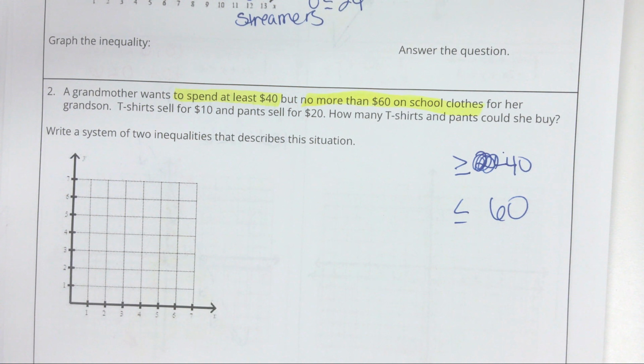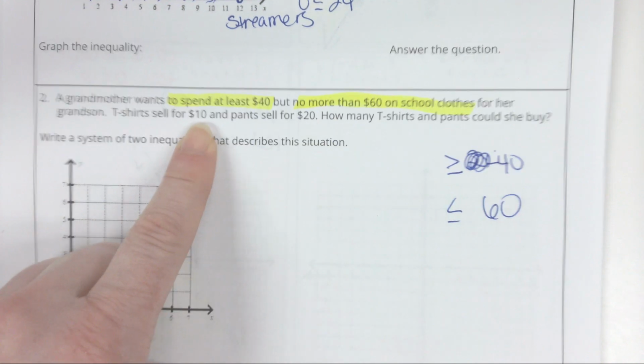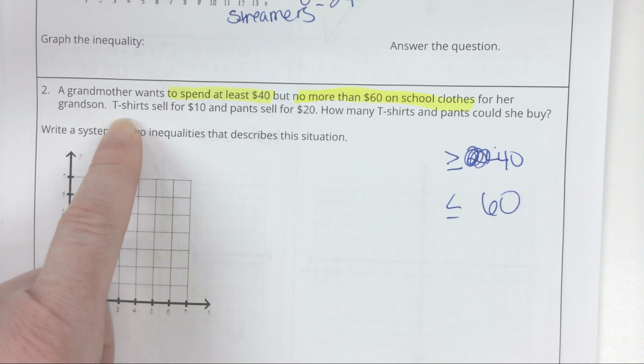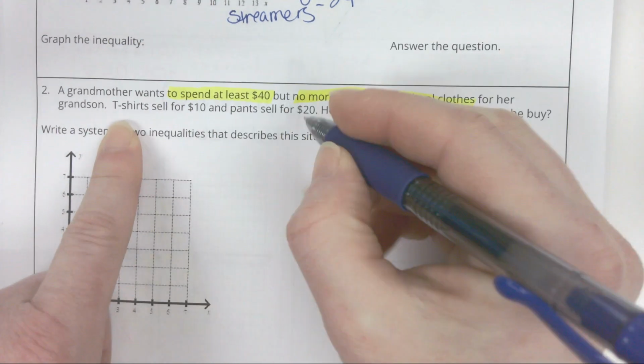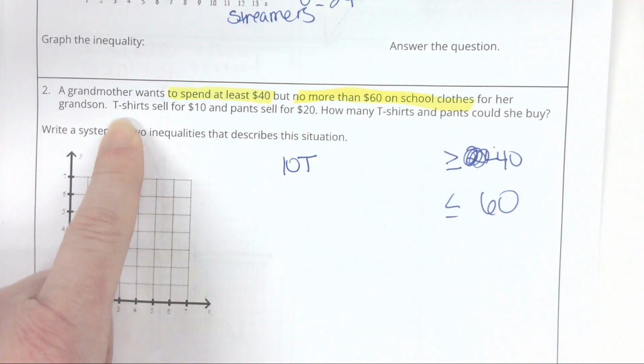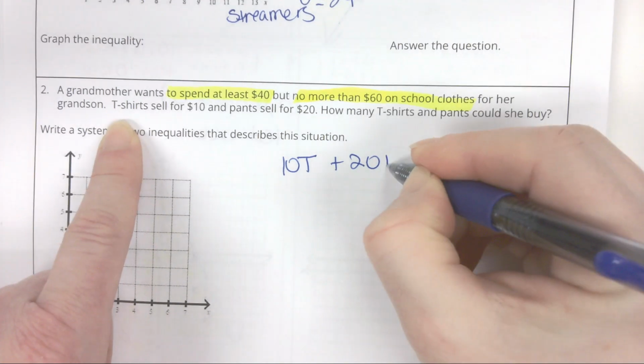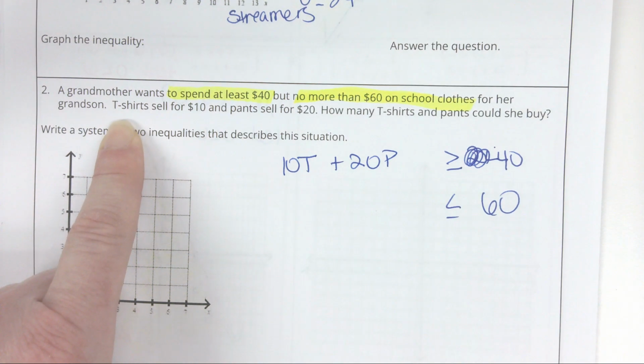Greater than or equal to 40, less than or equal to 60. So now the things cost the same amount. T-shirts are 10 and pants are 20. What do you want to call t-shirts? T? Okay. 10 for t-shirts plus 20 for pants. And it would be the same thing here.